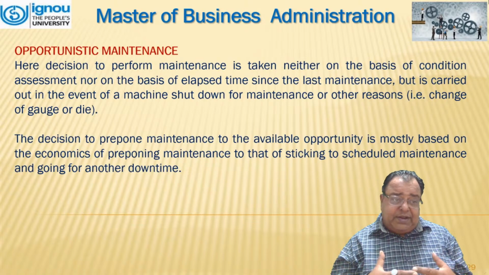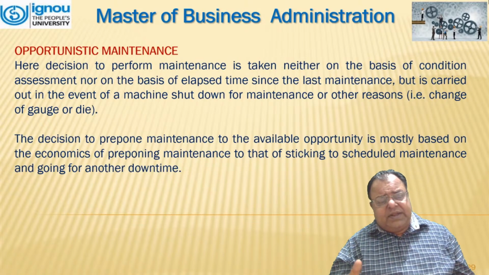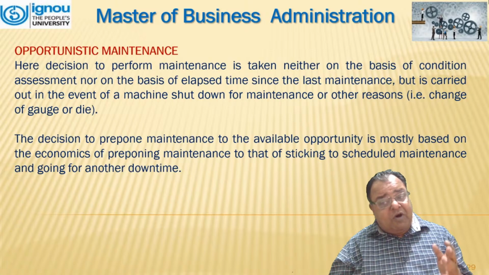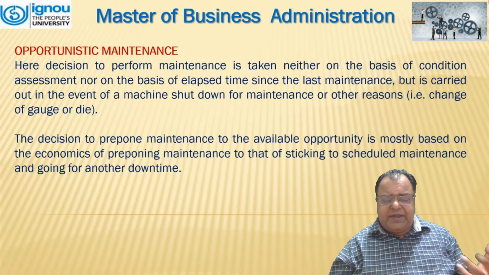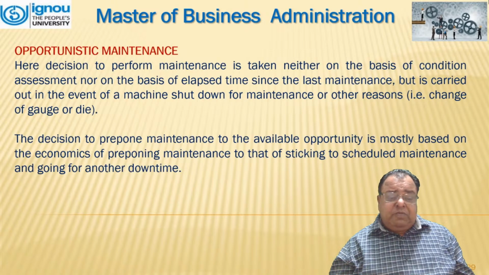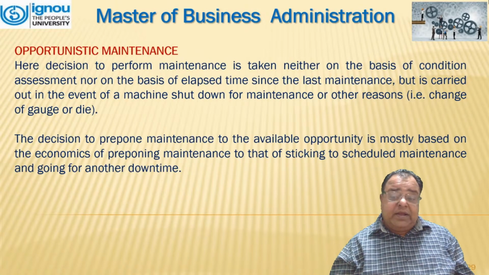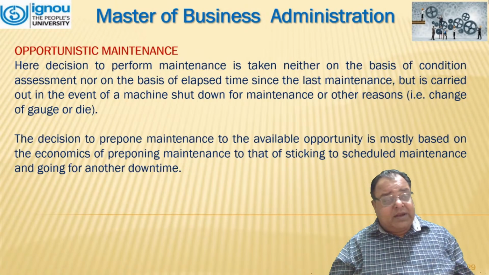Opportunistic maintenance. Here, the decision to perform maintenance is taken neither on the basis of condition assessment nor on the basis of elapsed time since the last maintenance, but is carried out in the event of machine shutdown for maintenance or other reasons, that is, change of gauge or die. The decision to prepone maintenance to the available opportunity is mostly based on the economics of preponing maintenance to that of sticking to scheduled maintenance and going for another downtime.